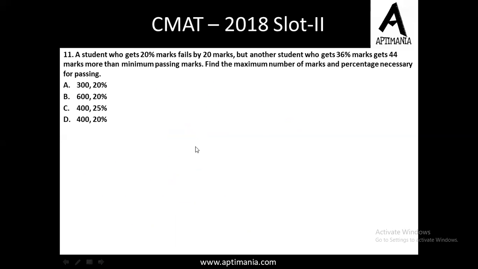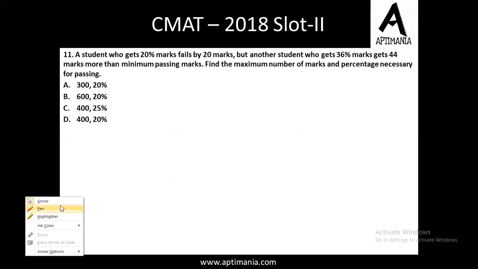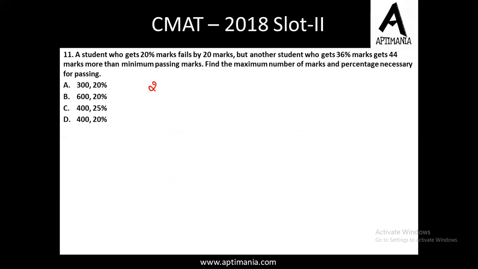Question number 11 is on the screen. It's a question from percentage, a very easy question. Let's try to take it out. A student who gets 20% marks, so the student is getting 20% of maximum marks. Let the maximum marks be X, and fails by 20 marks. So if he wants to pass, we need to add 20 marks to his score. So passing marks will be equal to 20X upon 100 plus 20.